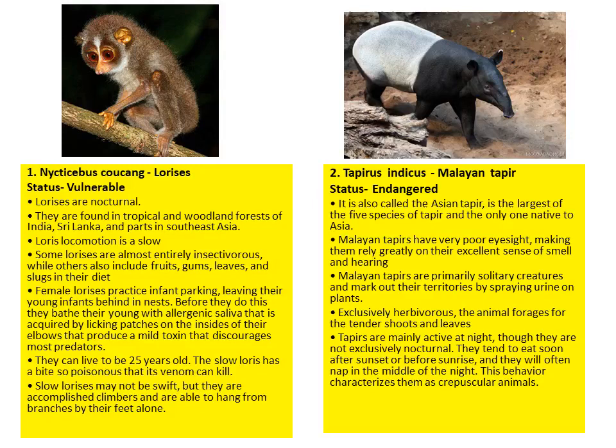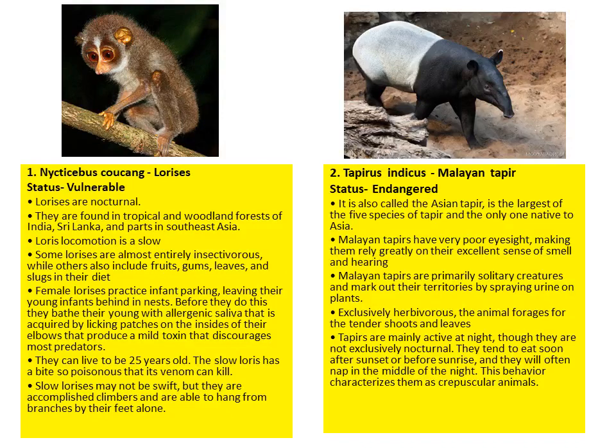It can live for 25 years. The slow lorises have a bite which is poisonous, and its venom can kill. They can hang from the branches with the help of their feet alone. So this is the loris, a nocturnal individual.